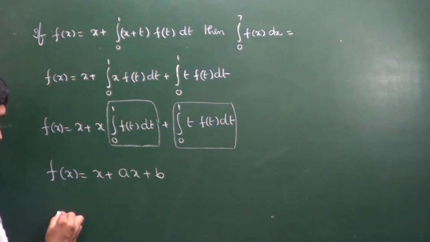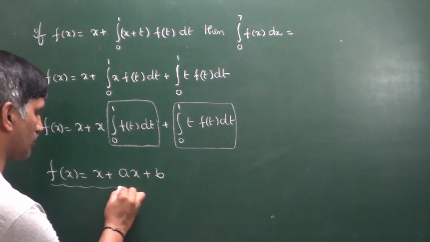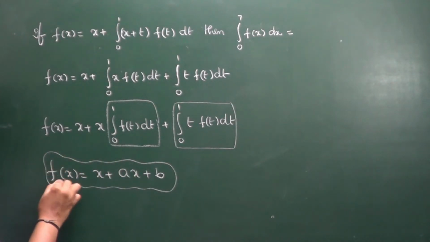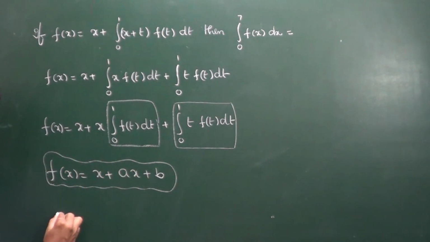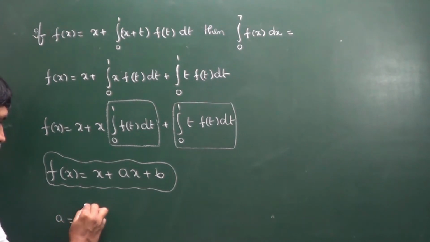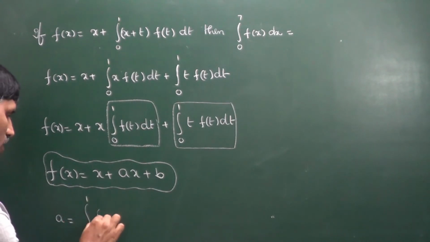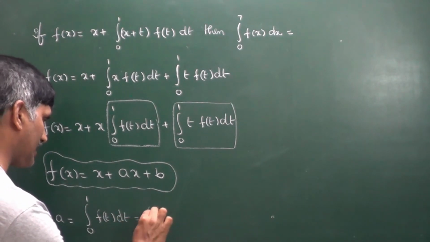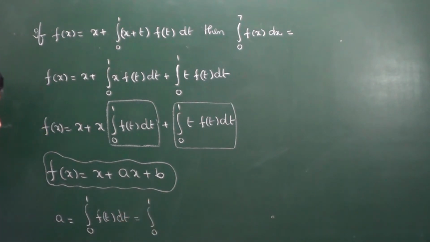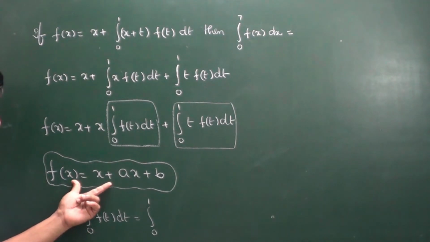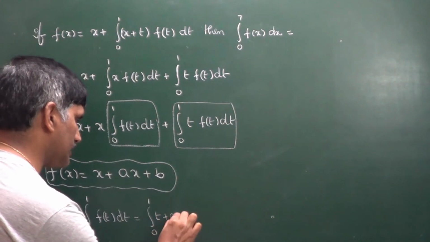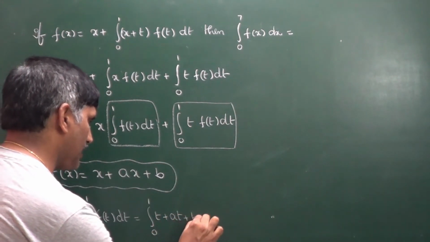Now I am finding the value of a. This is the information we got about f of x. f of x is equal to x plus ax plus b. Now observe here, we have taken a is equal to the integral from 0 to 1 of f of t dt. Agree or not? Now I can write it as the integral from 0 to 1 of f of x, meaning this one. Can you tell me what is f of t? f of t is equal to t plus at plus b.